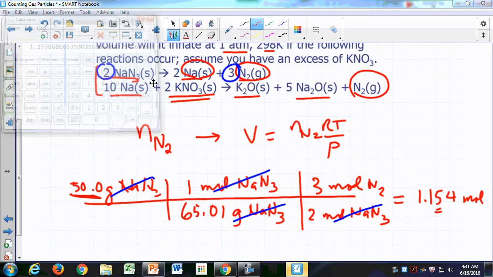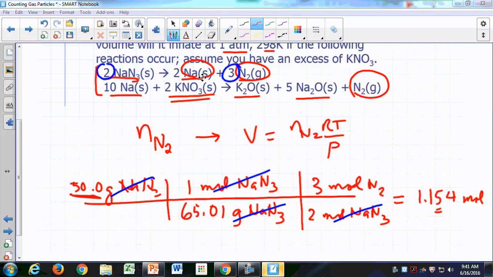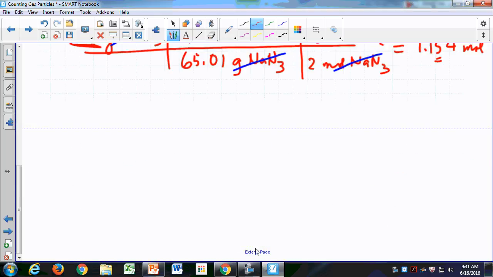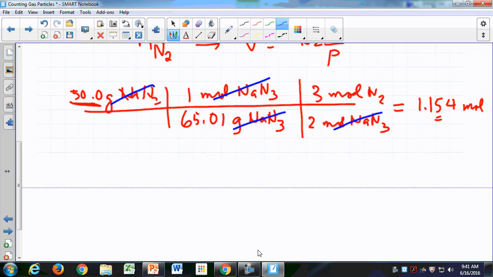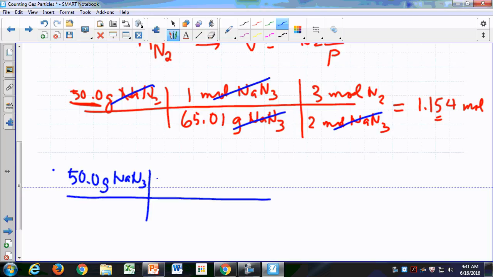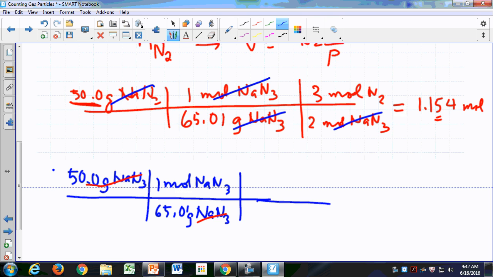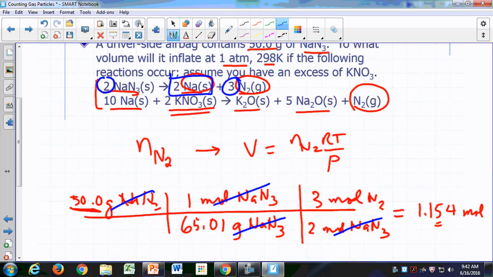But that's not the only source of N2. I have to figure out how much sodium I can get, and from that sodium, how much N2 I can get. So the next step is to find the N2 that comes from the second reaction. Again, we start with 50 grams of sodium azide. Change that to moles. 1 mole of sodium azide is 65.01 grams of sodium azide. And then you change that to moles of sodium. From the moles of sodium, you can figure out how many moles of nitrogen.